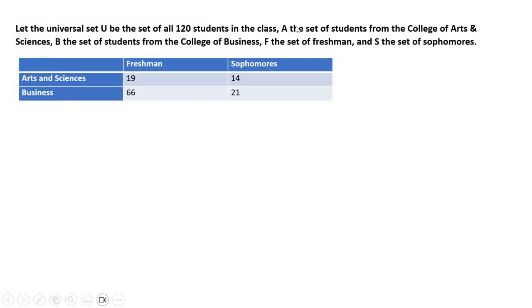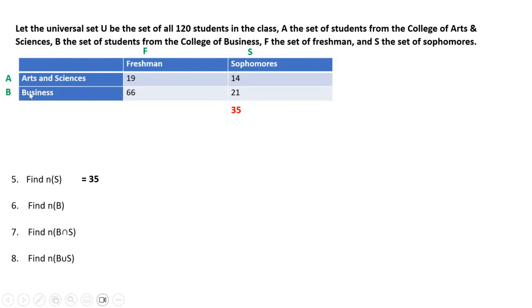So we're going to go here, right? We're going to start with A. So Arts and Science is represented by the capital letter A. The College of Business is represented by the capital letter B. And freshman is represented by the capital letter F. And sophomores is represented by the capital letter S. So here's what we're looking for. 5, 6, 7, 8. So number 5 says the number of S. Hey guys, this symbol here, the number of S, means how many are in S, right? And S are sophomores, so we're going to add 14 plus 21. The answer is 35.